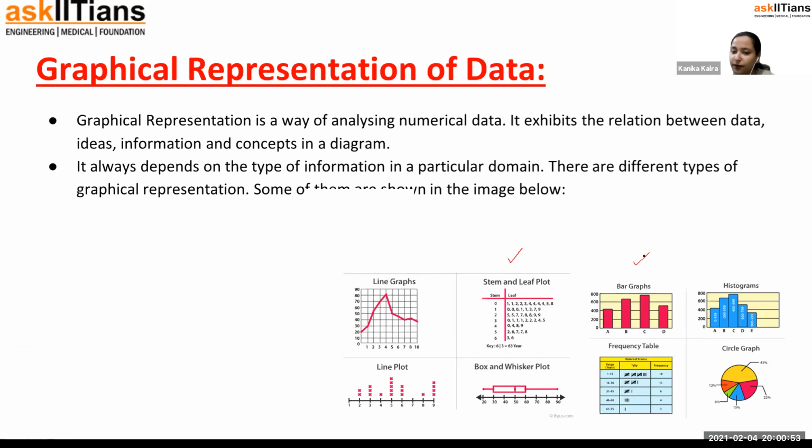Then bar graphs, which you have already done in grade 6 and 7. Then we have histograms also. Then we have line plots, box and whisker plot, and then frequency tables. Frequency tables would be again continuous and discrete. We will be learning this in detail in later stages of the slides. Then you have circular graph, which is known as pie chart.